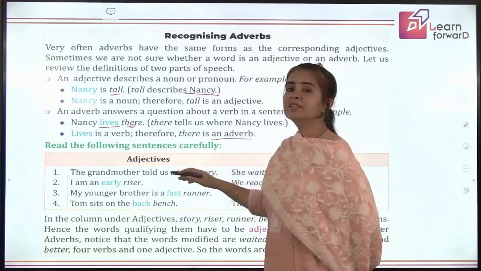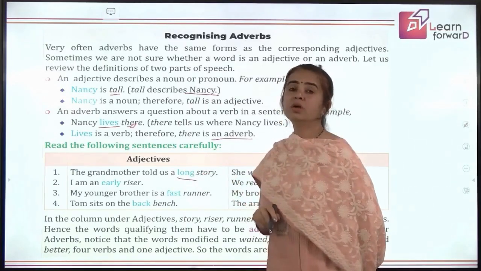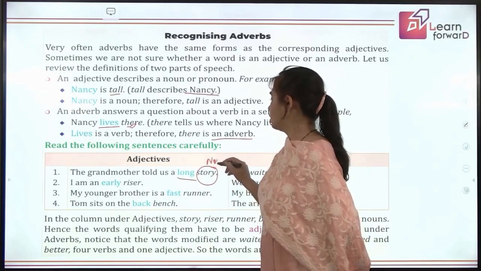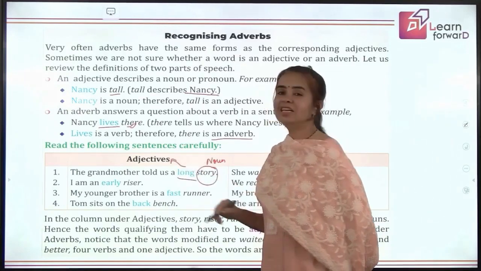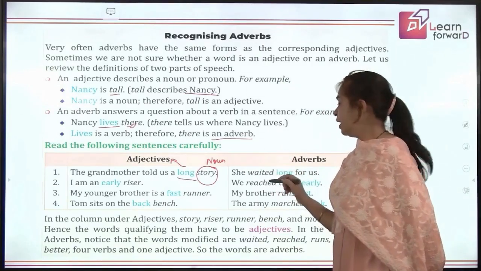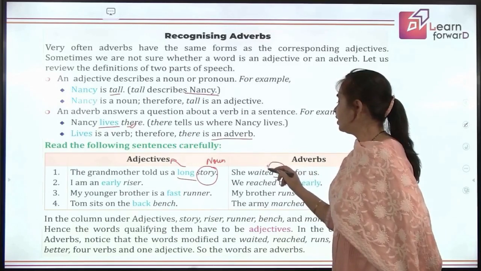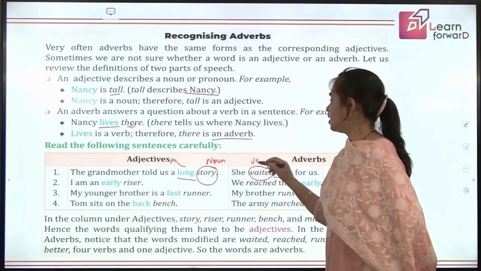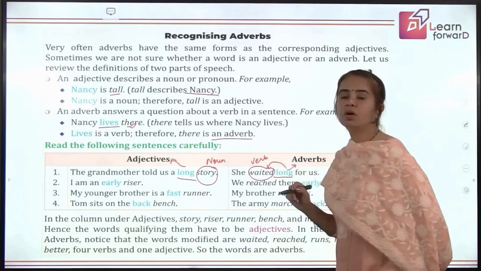Now if we look at some sentences: my grandmother told us a long story. So here what is long doing? It is telling you about story, which is a noun. So when it is telling about a noun, what is it? Yes, it is an adjective. But if I say she waited long for us, here the same word long is modifying waited, which is what part of speech? Yes, it is a verb. So here the word long is an adverb.